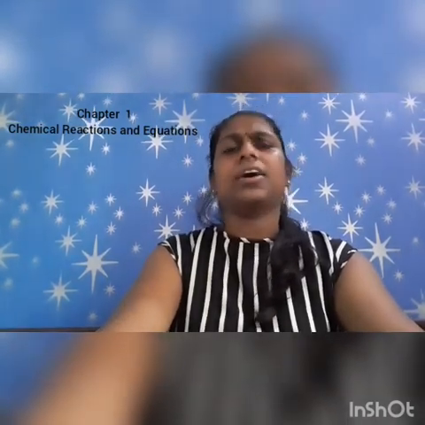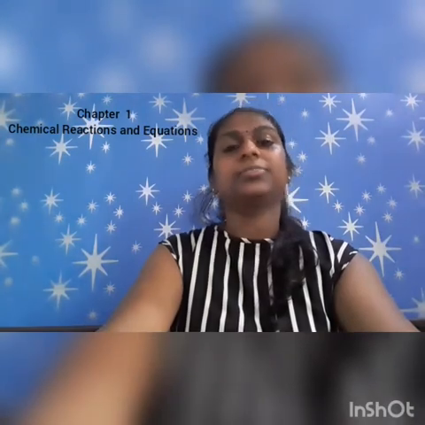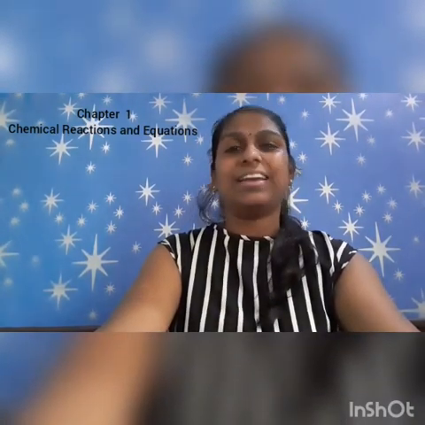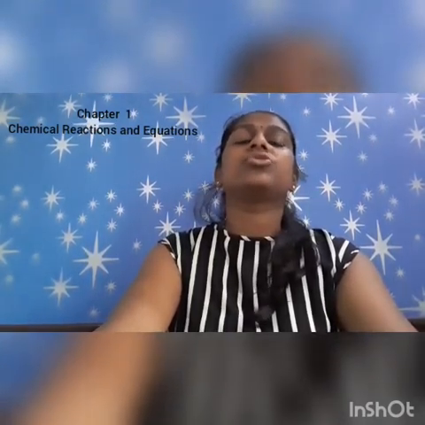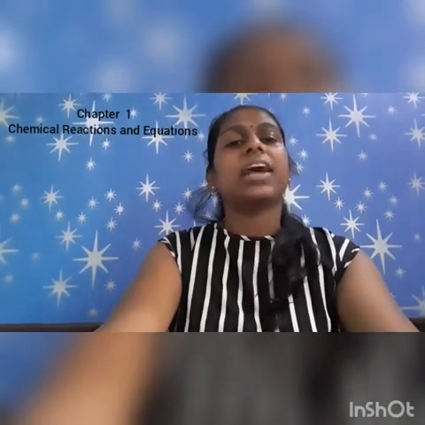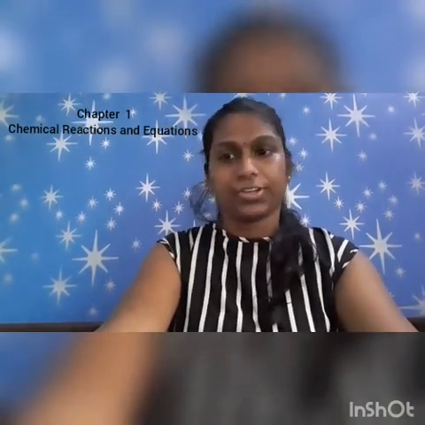Certain examples are milk changing into curd, the iron rod rusting. So what are the characteristics of a chemical reaction? There will be a change in state from liquid to gas or gas to solid. There will be a change in color, there will be a change in temperature, and there will be an evolution of a gas. These are the characteristics of a chemical reaction.